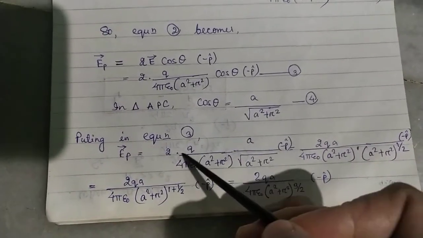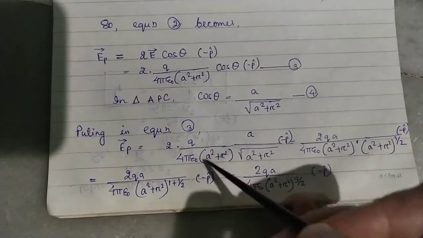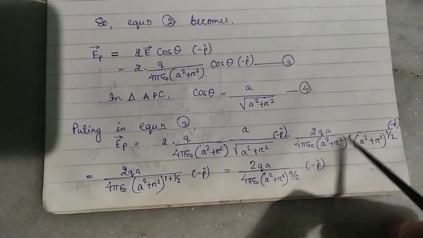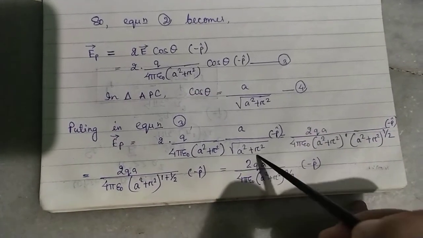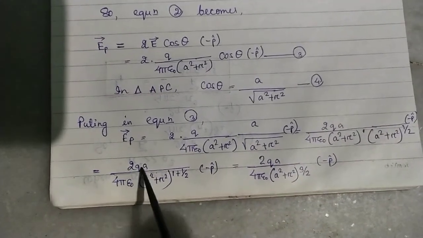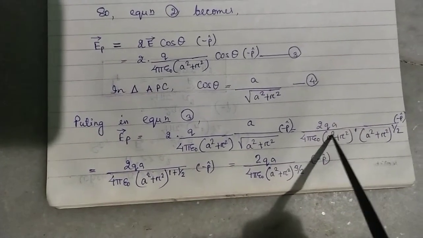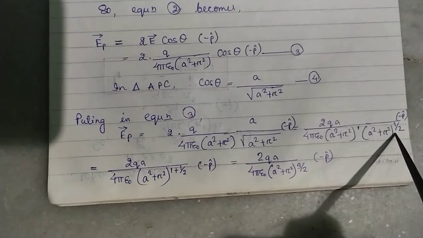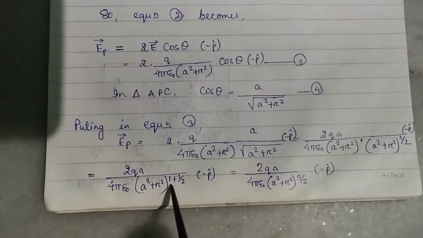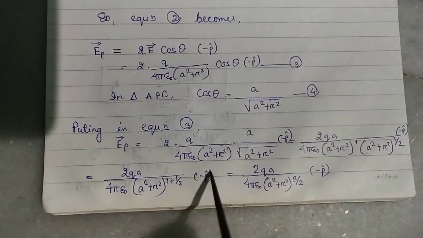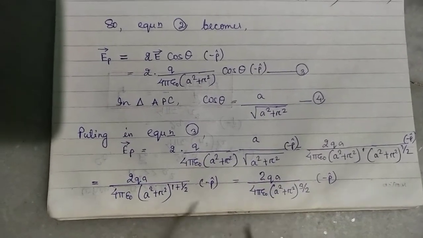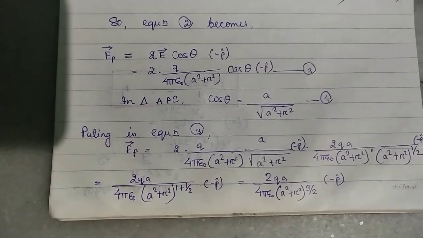Again by solving, we'll get in the numerator 2QA, 4 pi epsilon naught (A square plus R square) to the power 1, and (A square plus R square) here it is to the power 1 by 2. Okay, so next step will be 2QA over 4 pi epsilon naught. This is x to the power 1, x to the power 1 by 2. So it will be x to the power 1 plus 1 by 2. So it is (A square plus R square) to the power 1 plus 1 by 2, which is equal to 2QA over 4 pi epsilon naught (A square plus R square) to the power 3 by 2, minus P cap.